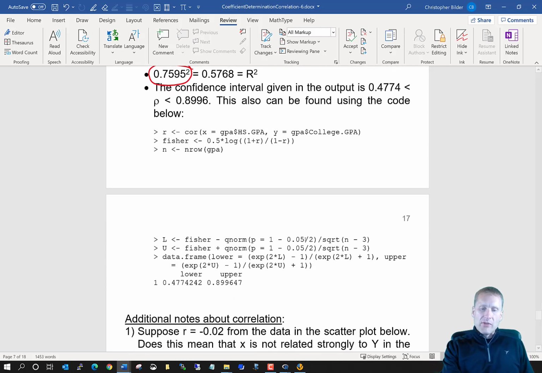Also, I go through the details. Please look at this on your own about how one could actually find this confidence interval for the correlation coefficient without the cor.test function.